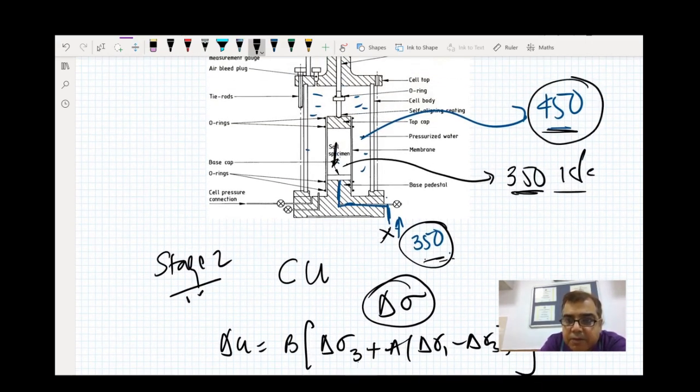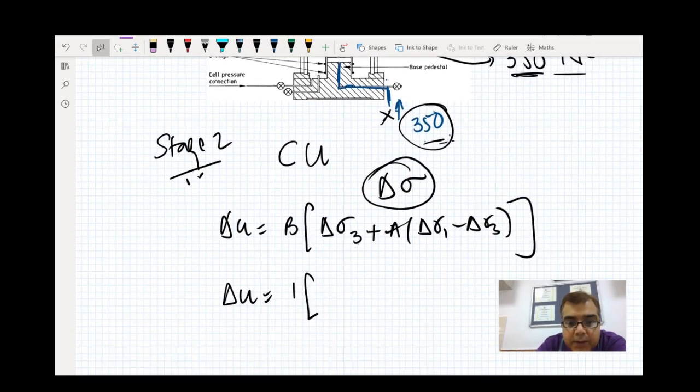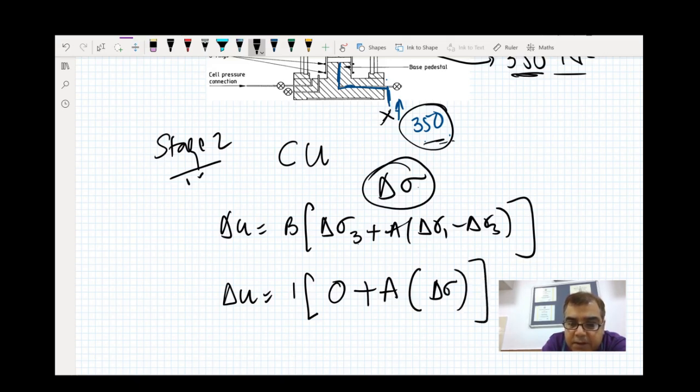In stage 2, we keep the cell pressure constant at 450 and we are only applying additional load from the top. Right, that's the additional load. I hope you can see this thick arrow coming from the top. So in other words, this delta sigma 3 is 0. A times delta sigma 1 is the same as delta sigma here. So I get delta U equals A delta sigma, that's my equation, Skempton's equation has reduced to.